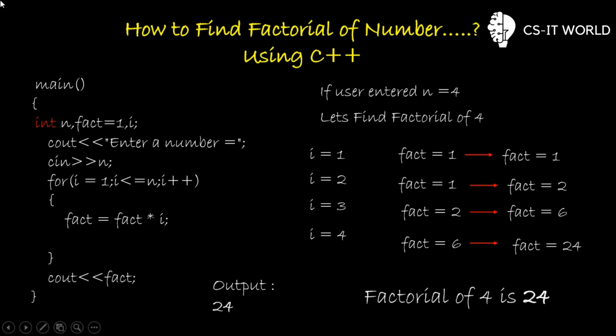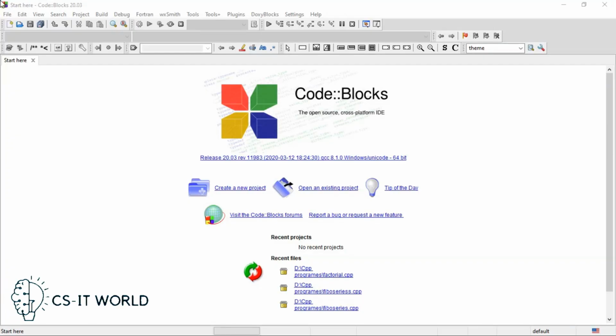So now guys, this is the logic of how to find the factorial of a number. Now let's implement the program in the IDE. So guys, this is the IDE for C and C++. If you want to download this, I'll mention the link in the description box, from where you can download this IDE. Now let's get started with programming.